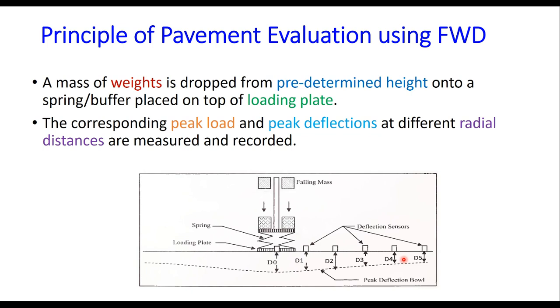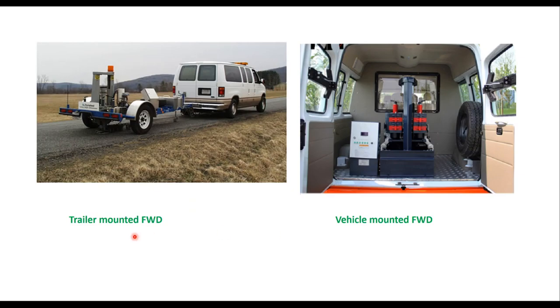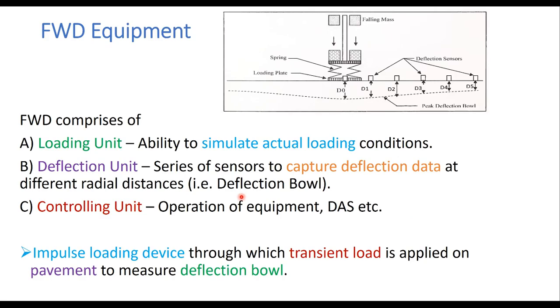Now this FWD can be either trailer mounted or vehicle mounted, but in both, the working principle remains the same: it has a loading unit which has the ability to simulate actual loading conditions, and deflection units, a series of sensors which can capture deflection data at different radial distances, to draw this deflection bowl.